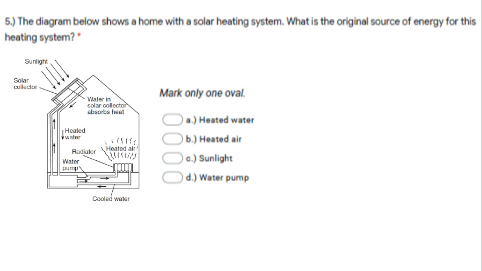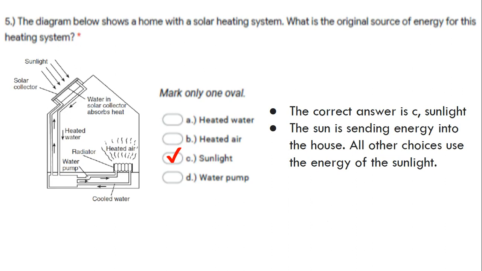All right, question five. The diagram below shows a home with a solar heating system. What is the original source of the energy in this heating system? Is it A, the heated water, B, the heated air, C, sunlight, or D, the water pump? Right, the correct answer choice is C, sunlight.